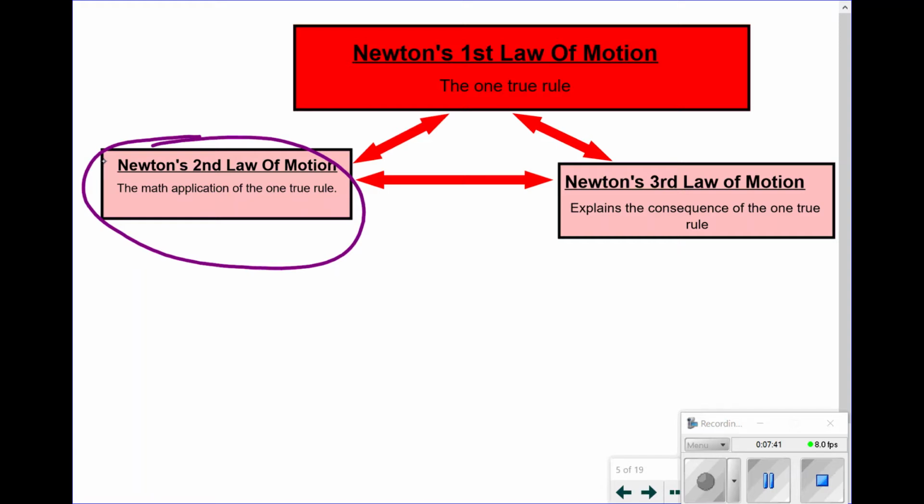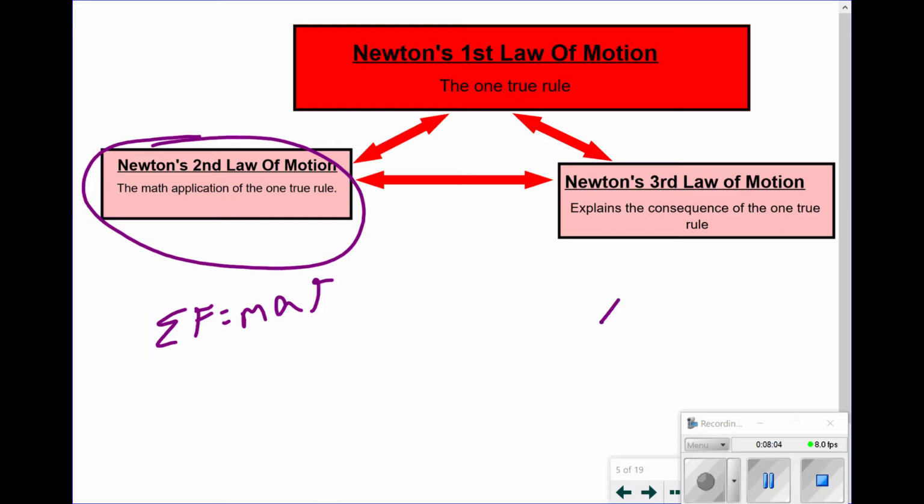Okay, so if I am going to be forced to change, how do I change? At what rate do I change? How much do you need to exert on me to get a desired change? All of that is addressed through this equation. So this is nothing more than a mathematical consequence or application of the first rule.